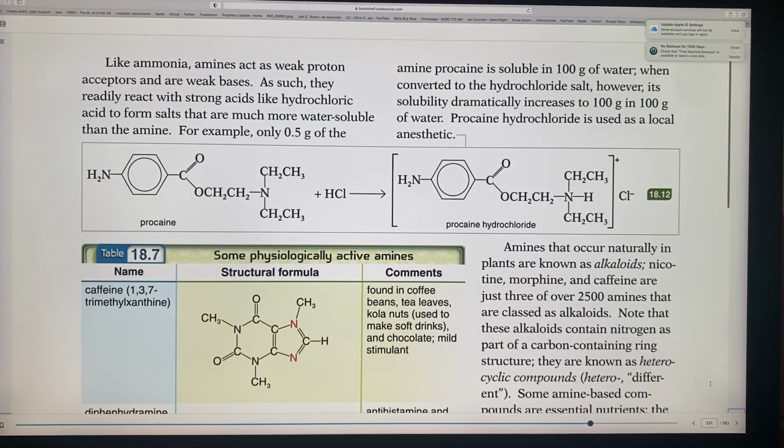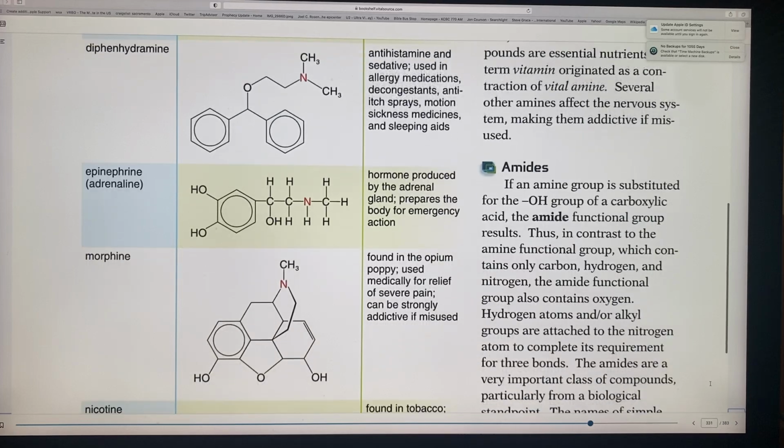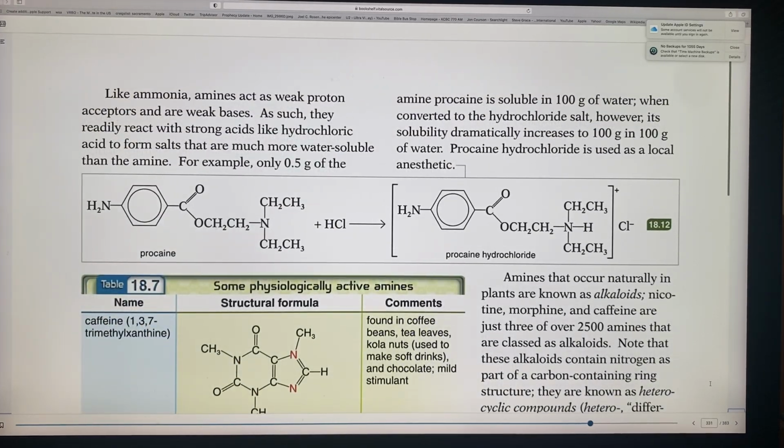Do we have that? Let's see. I thought we had a picture of it. I guess we don't. And they're soluble in water. For example, it says, as they readily react with strong acids like hydrochloric acid to form salts, they are much more water soluble than the amine. For example, 0.5 grams of the amine procaine is soluble in 100 grams of water when converted.